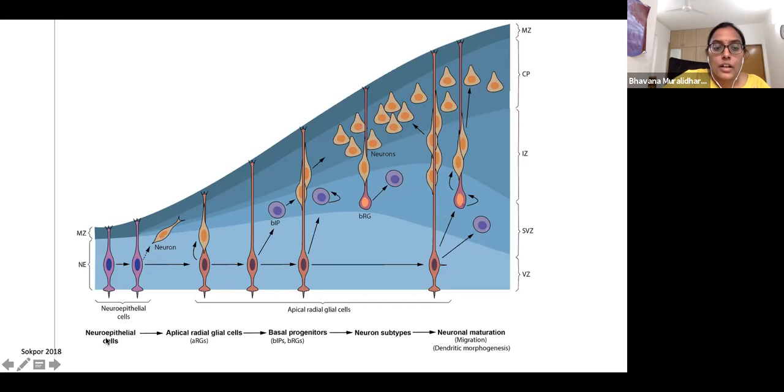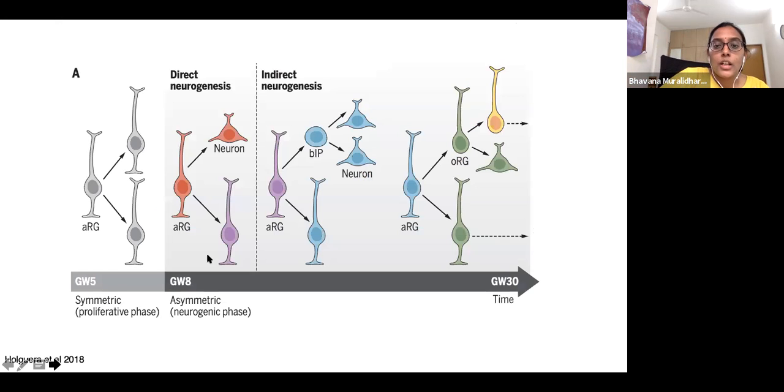So the steps in the development are neural epithelial cells forming apical radial glia, which then form your basal progenitors, which are either the basal intermediate progenitors or the basal radial glia. Then your different neuron subtypes are formed, which then mature or migrate, and their dendritic morphogenesis happens. And I'm going to explain some of these steps in detail so that you can understand how it happens during development.